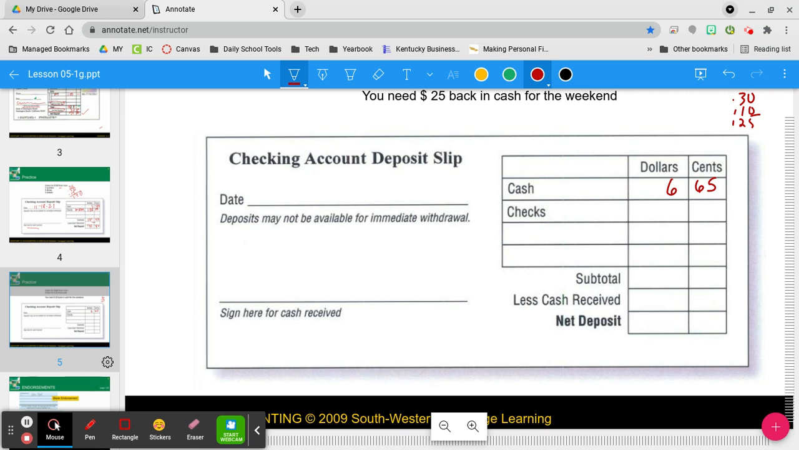Then I have a check for $250. So I'm just going to write payroll so we know what it's for. I'm not getting any cash back. So my deposit is for $256.65. I do not sign here because I'm not getting cash back, but today's date is the 18th.